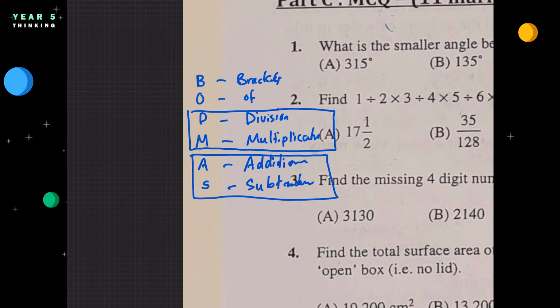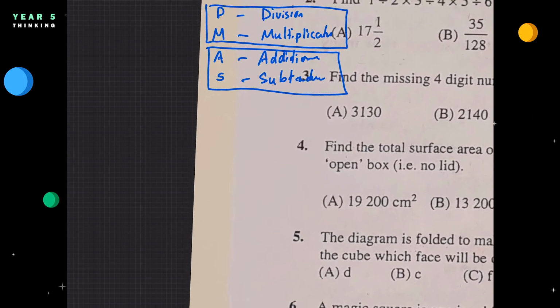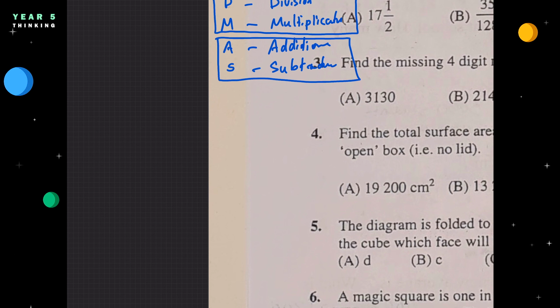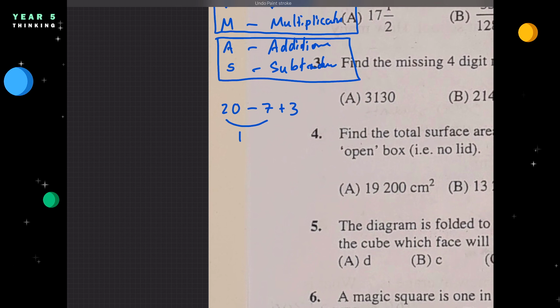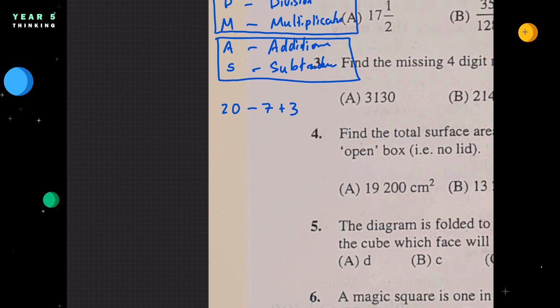So when you see them together, what I mean is that if I saw addition and subtraction together, let's say 20 minus 7 plus 3, for example, right? When you see this, you have to work from the left. We'll do the left one first, and then we do the right one, then we add the 3. If you do it backwards, sometimes you can get the wrong answer. So for example, if I do this one first, I do 7 plus 3, I'll get 10. Then 20 minus 10 gives me 10, right?